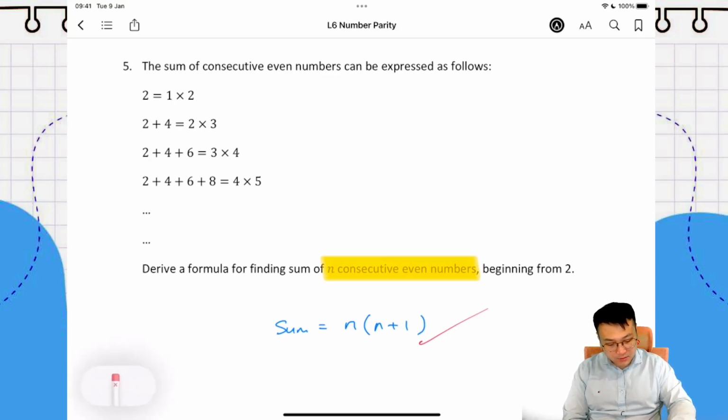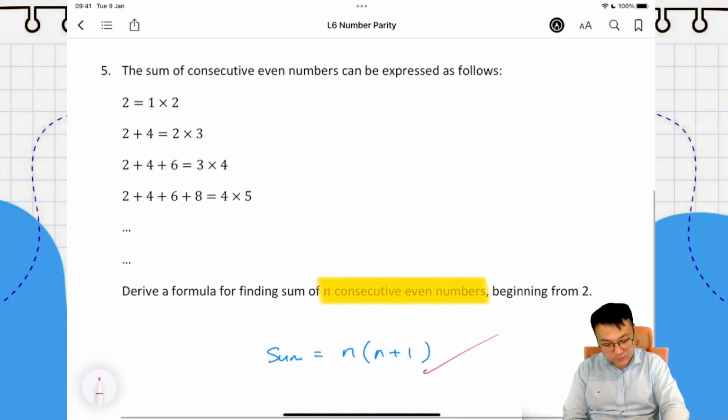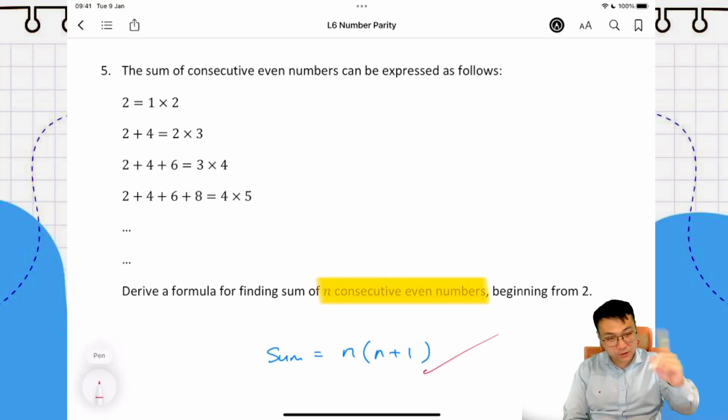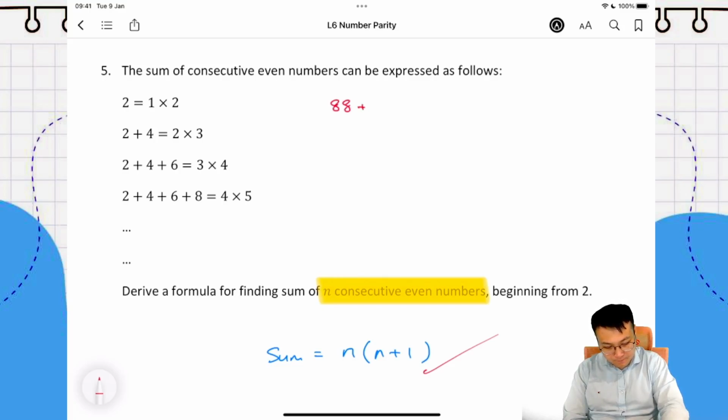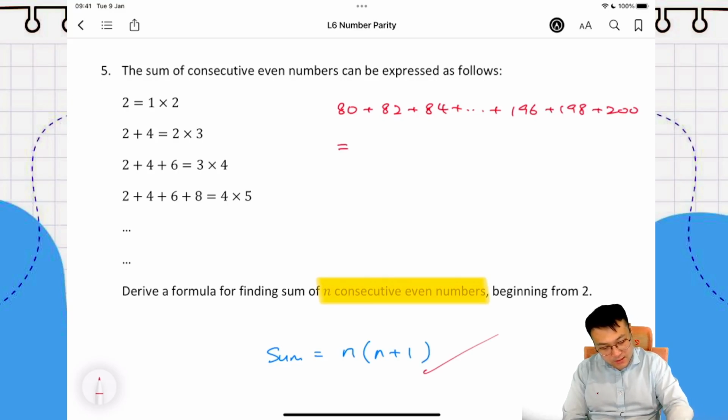Students, can I ask you this question? Using this formula, I don't want you to use any other formula. I don't want you to use Gauss summation. Just use this formula. Tell me how to find this answer. Now let's just start from 80, all the way till 200. Tell me what is the answer, please.